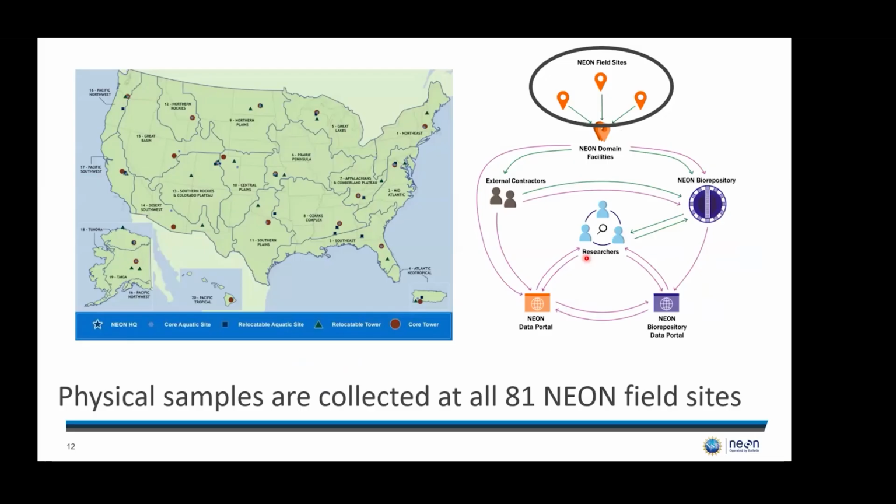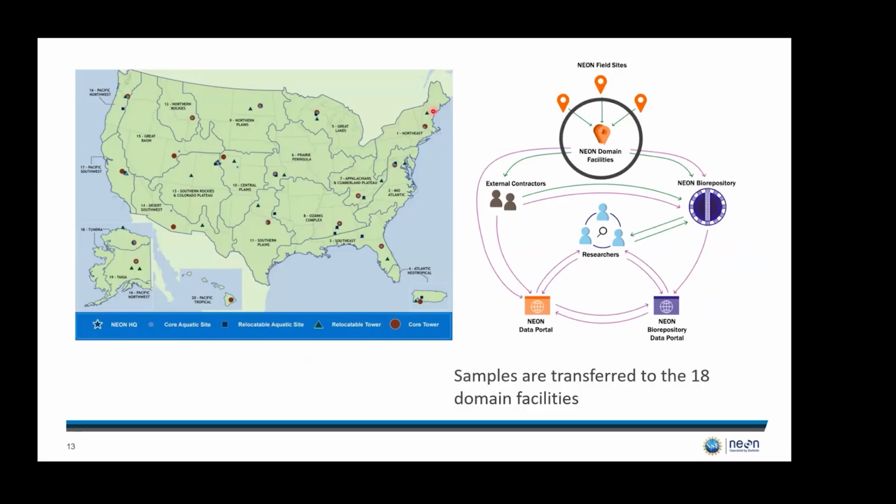So starting at the top, physical collections. Physical samples are collected at all 81 field sites, of course. But the NEON field sites are distributed across those 20 ecoclimatic domains that represent the distinct ecological regions. So each domain has a field office or a domain facility designed to oversee each of those sites within their purview. So when those samples are collected, they are first sent to that domain facility.